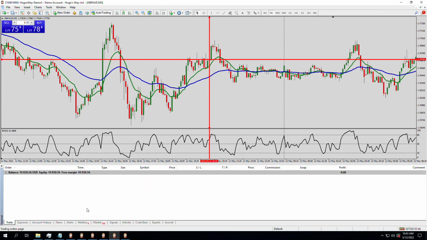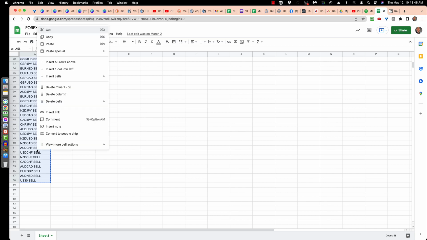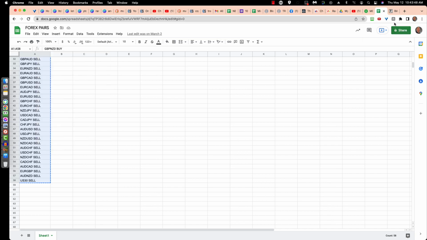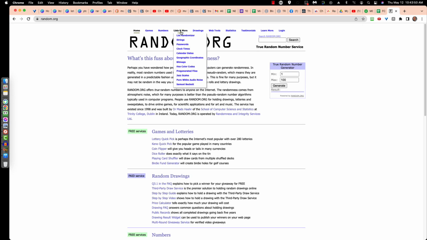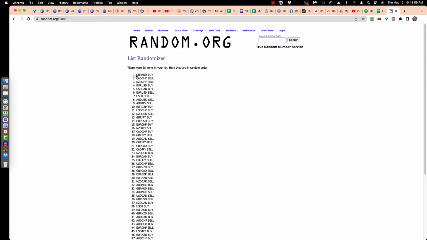We'll go back to the terminal here and grab our currency pair list, randomize it, and take the top random trade, buy or sell, that it gives us. Here we are, 28 currency pairs plus US30. Each has a buy and a sell tag attached to it. I'm going to copy this list, go to random.org, choose the list randomizer, paste my list into the box, and click randomize. The top trade is going to be GBPAUD buy.